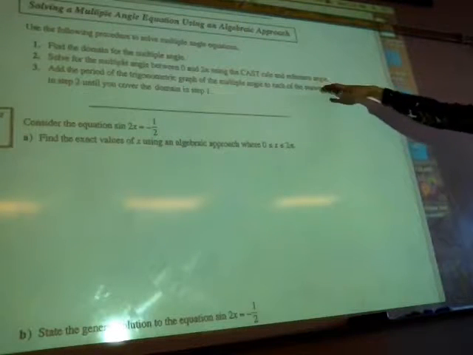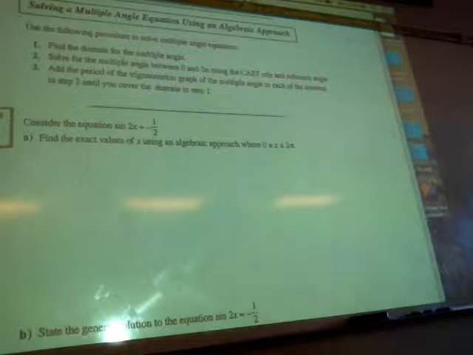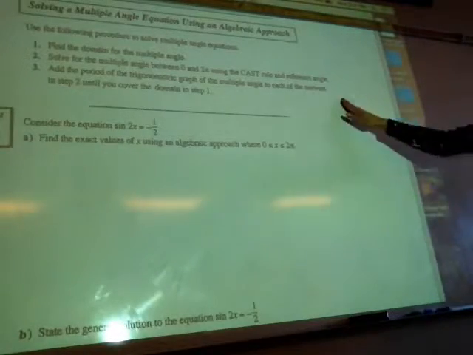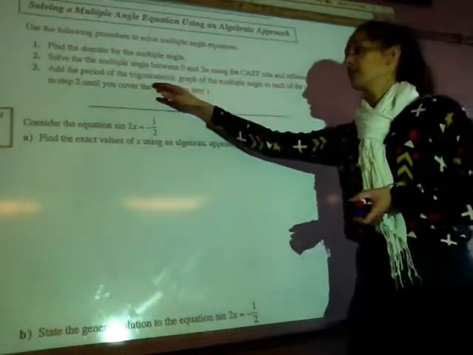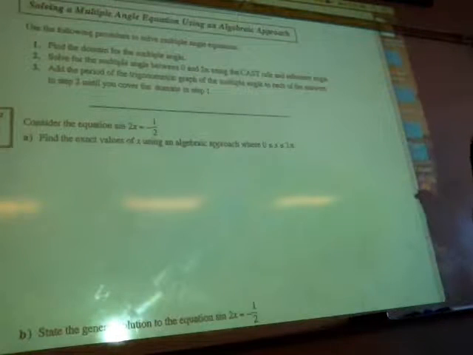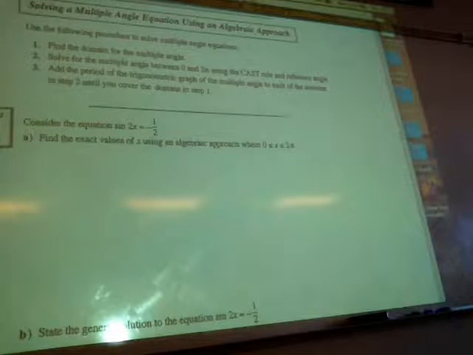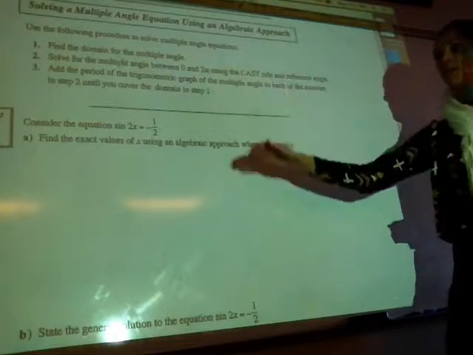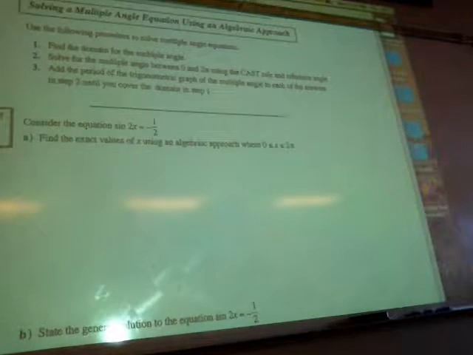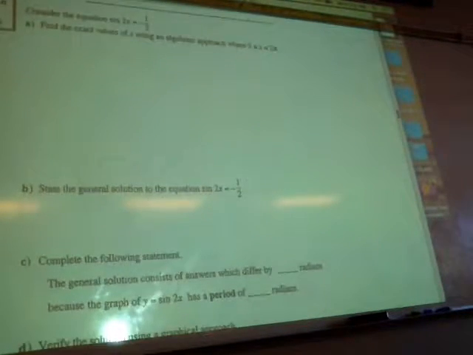Okay, step 2, solve for the multiple angle between 0 and 2 pi using the CAST rule and the reference angle. And then step 3, you're going to add the period of the trigonometric graph of the multiple angle to each of the answers in step 2 until you cover the domain that we figured out in step 1. Okay, so a little bit easier when we just go through it.